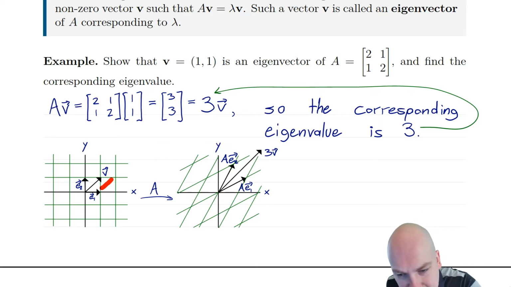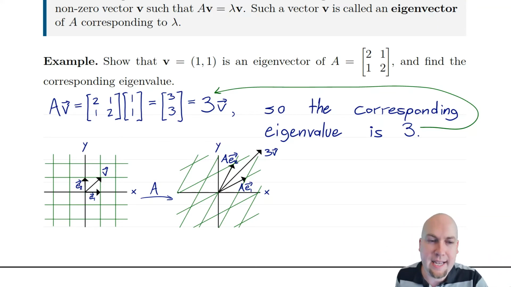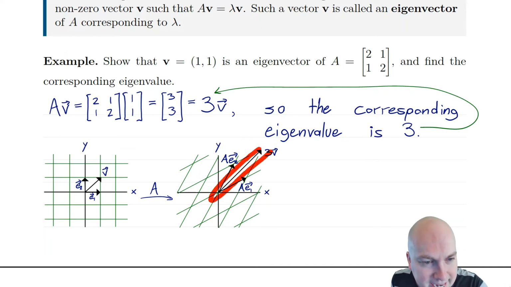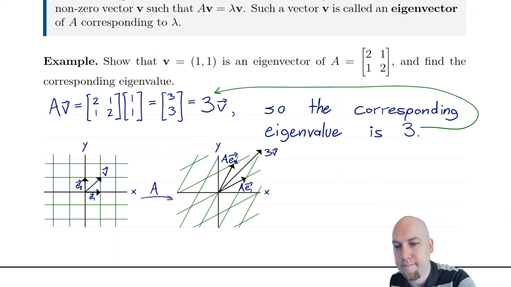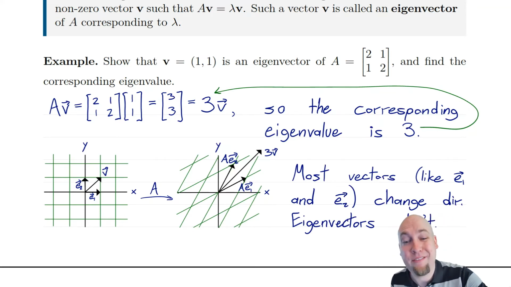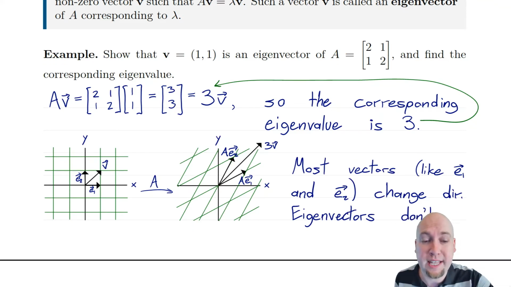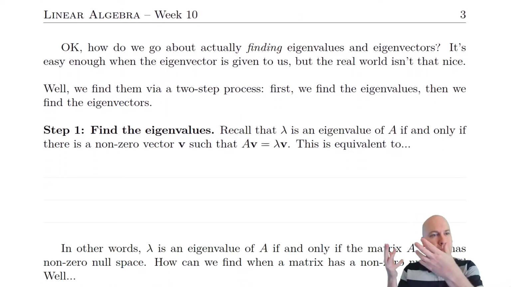But this vector v here, that one's special. Because what happens to it is, it's still pointing in the exact same direction after I apply A to it. It's just longer. How much longer? Well, 3 times as long. So yeah, most vectors change direction, but your eigenvectors don't. That's what makes them special. That's why we like them. So for eigenvectors, multiplication by a matrix is the same as just scalar multiplication by the corresponding eigenvalue.